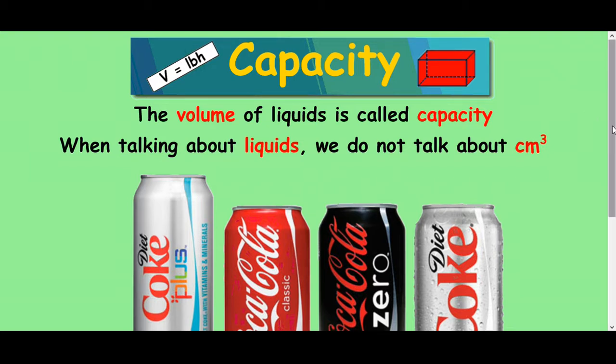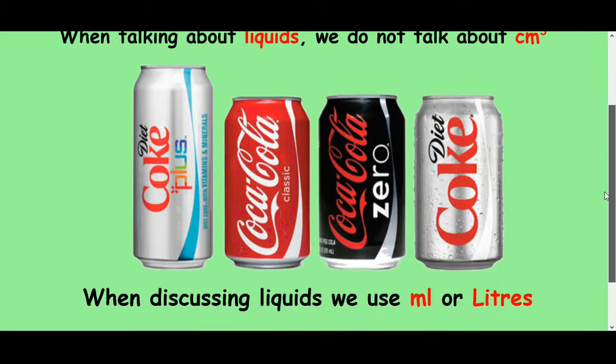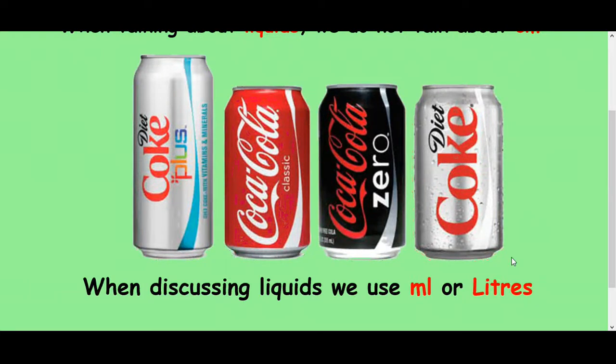But when you're talking about liquids, if you go to a supermarket or to the cupboards in your kitchens, you'll notice that you see millilitres or litres. So those are the units of capacity that we're going to deal with, millilitres and litres. And there is a conversion between centimetres cubed and these quantities, and that's what I'm going to show you first of all.